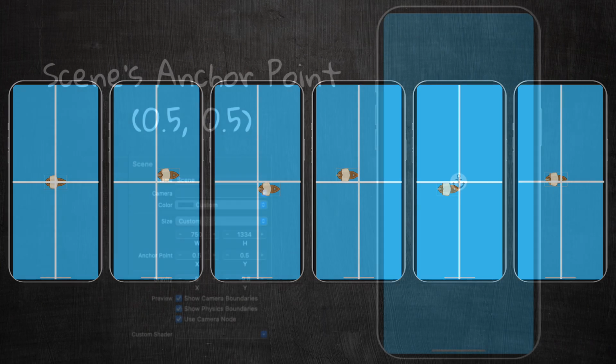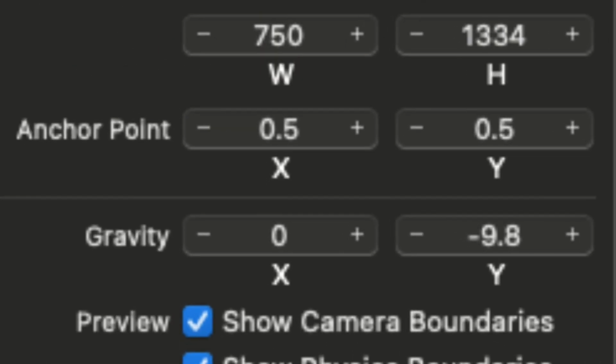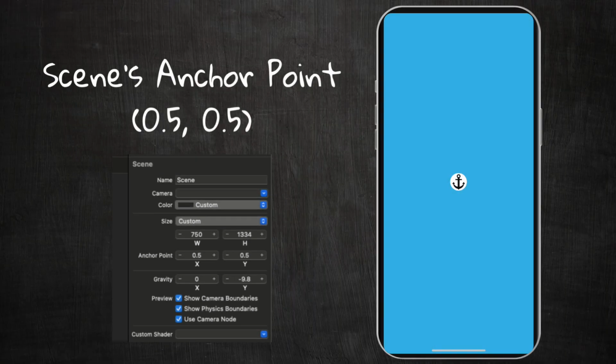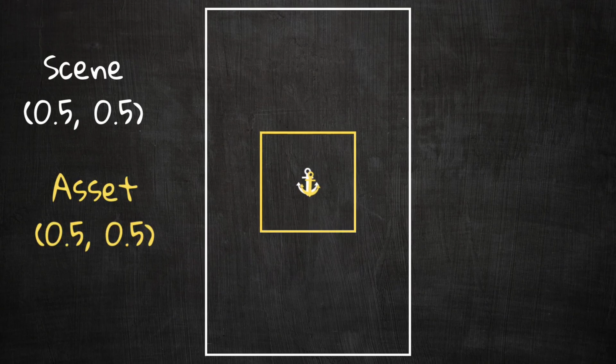And the reason for that is that the scene also has an anchor point, which is set to 0.5, 0.5 by default in the SKS file when we create a new Xcode project. So let's say we have the default scene with 0.5, 0.5 anchor point, and an asset with 0.5, 0.5 anchor point as well. In such a case, the scene has its anchor point right in the middle of the scene. And this is exactly where we place the asset's anchor point as well.